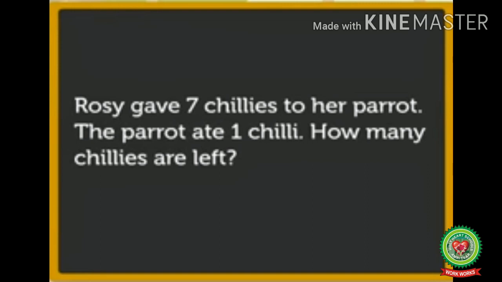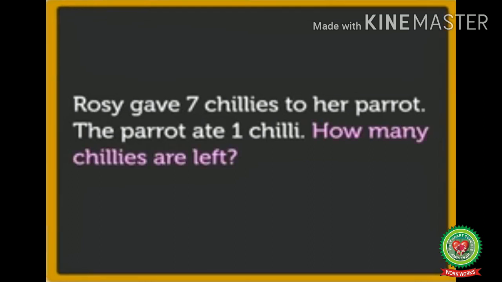Now, read the statement. Rosie gave 7 chilies to her parrot. Parrot ate 1 chili. How many chilies are left with the parrot? Now, children, the information is Rosie gave 7 chilies and the parrot ate 1 chili. Now, what do we have to find out? How many chilies are left with the parrot. You can see that the first 2 lines were the information given to us, and the last line means what we have to find from this story problem.